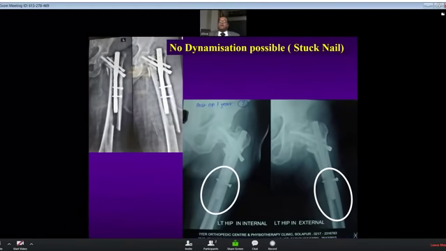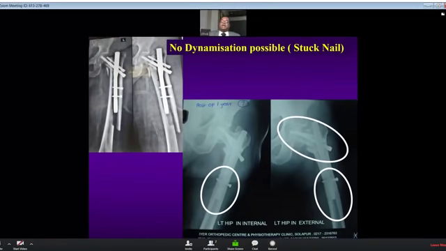So this patient, though the initial X-rays were beautiful, which I couldn't find for this presentation, but subsequently at 1 year you can see the inferior screw is coming out, the superior bolt is broken at the junction of the nail, with the shaft itself it is broken, and the head has subsequently gone into varus. So this is the end result in that patient.